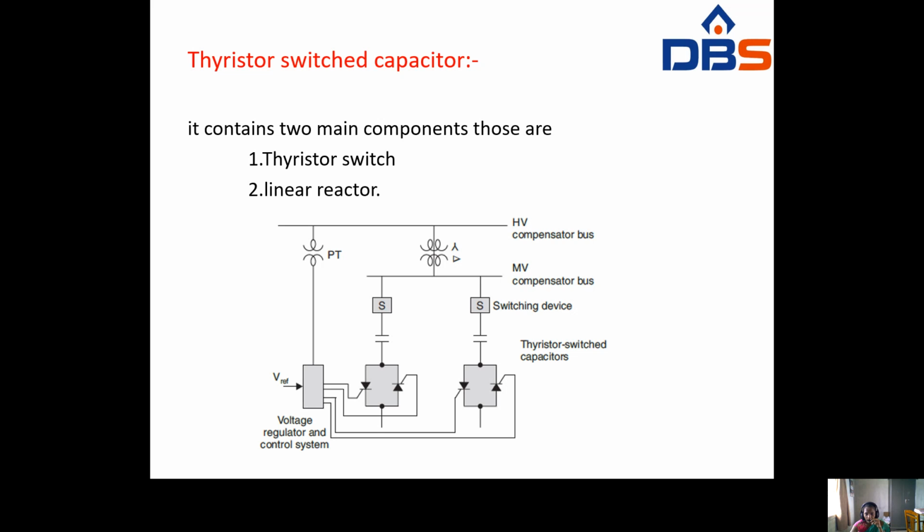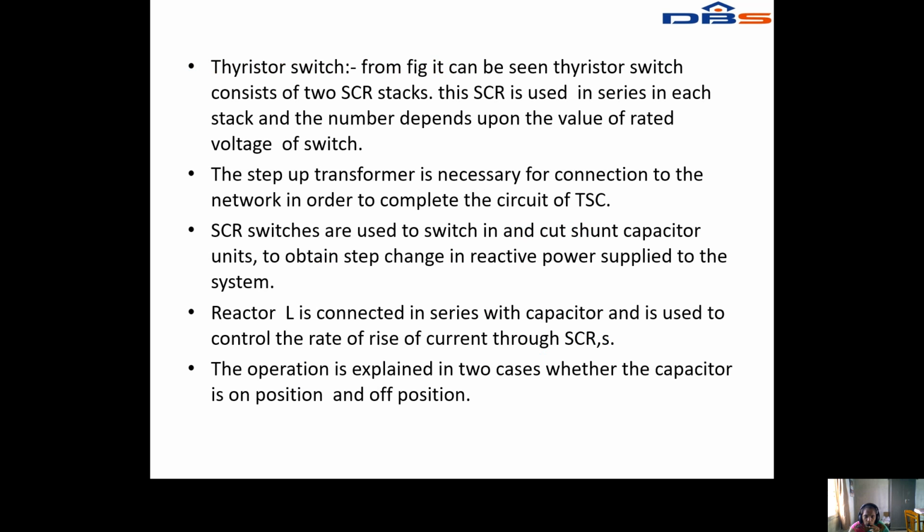Here in the TSC, two opposite TCRs will be connected in series with a capacitor. So this is the TSC circuit diagram. This TSC will be connected to the power system. Now, the thyristor switch.